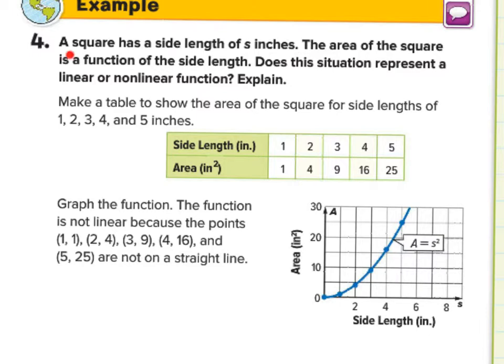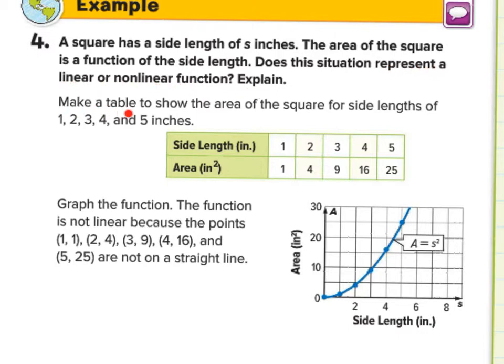Example 4. A square has a side length of s inches. Remember, a square has all sides equal, but here they're telling us that it's s inches. We don't know. The area of the square is a function of the side length. Does this situation represent a linear or nonlinear function?